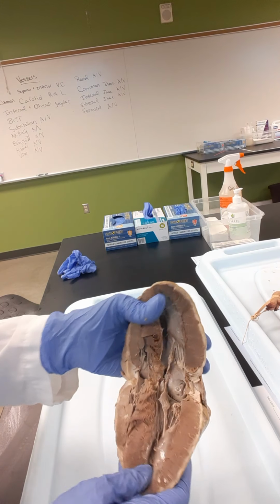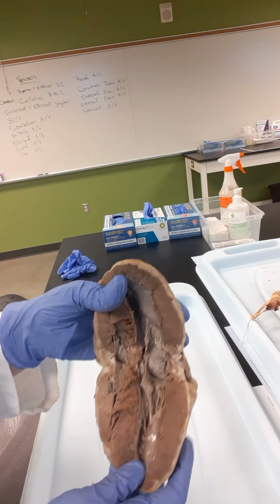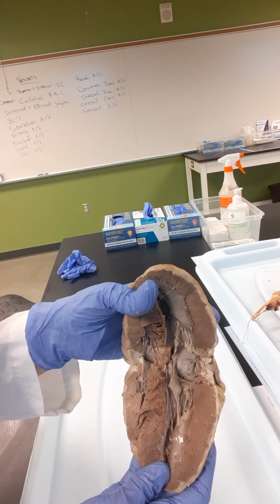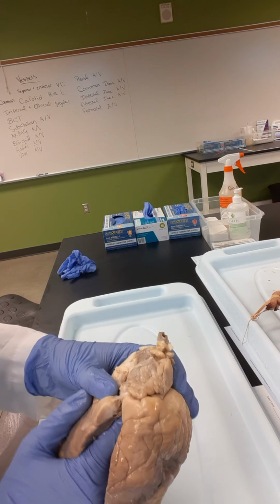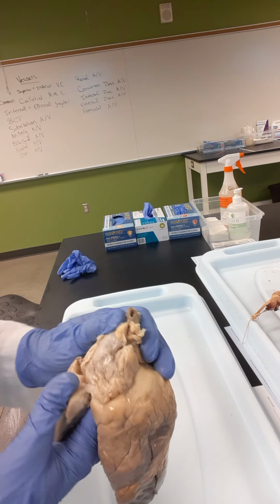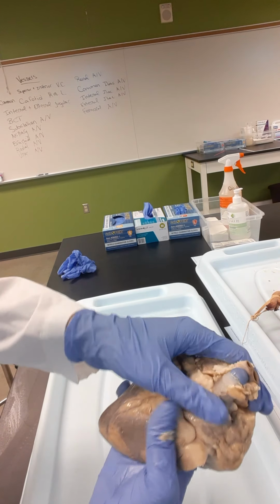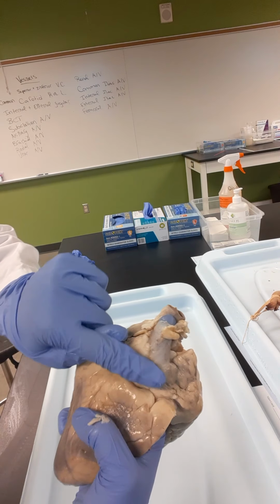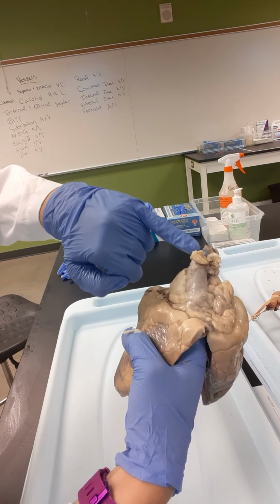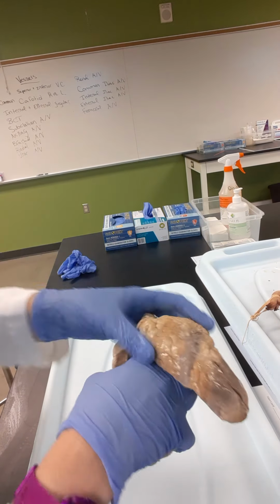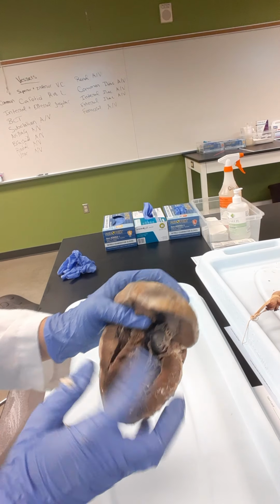So let's say we're looking for the superior vena cava. We know the superior vena cava is going to feed into the right atrium. So we find the right atrium, we're going to stick our finger through and find the superior vena cava. So where my finger is coming out, this is the superior vena cava because it takes blood from the upper body and puts it into the right atrium.